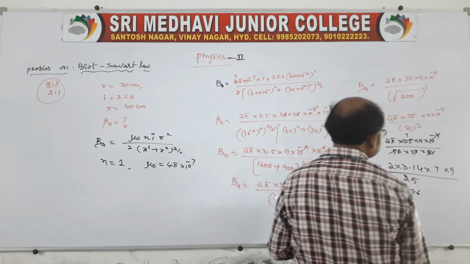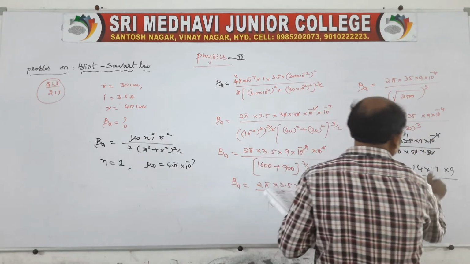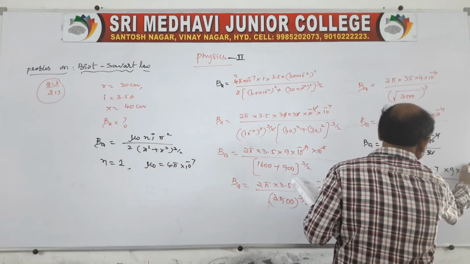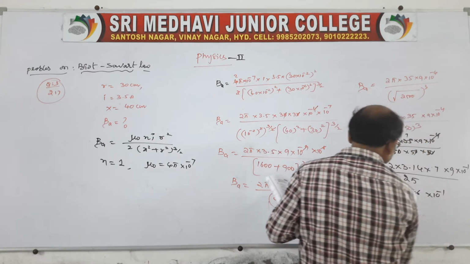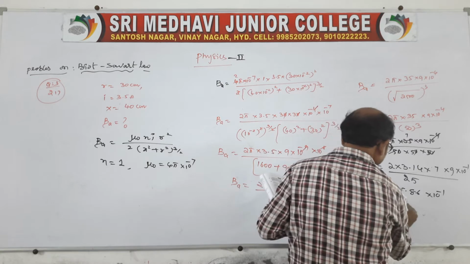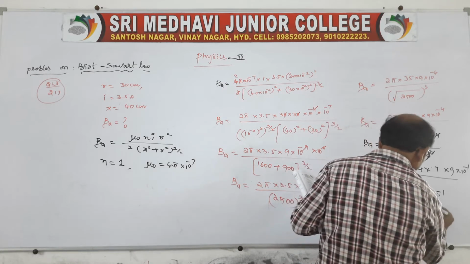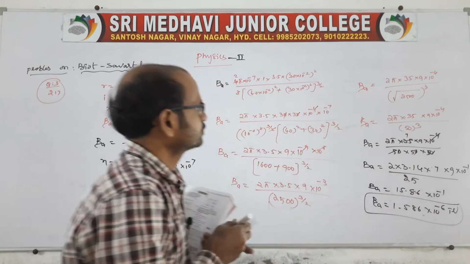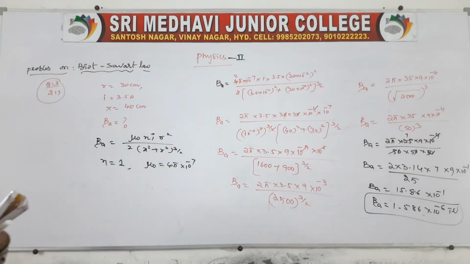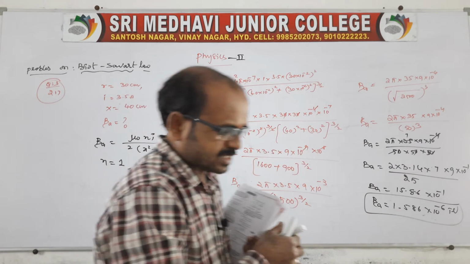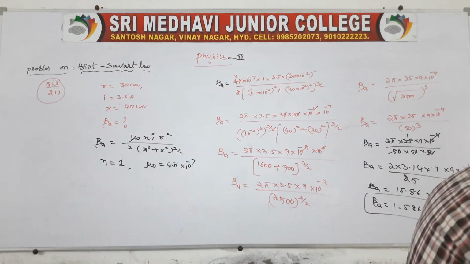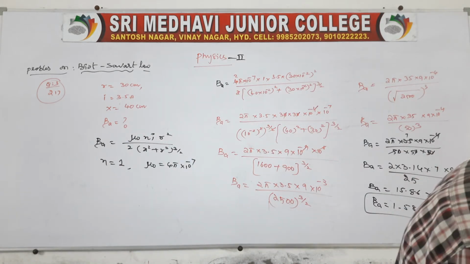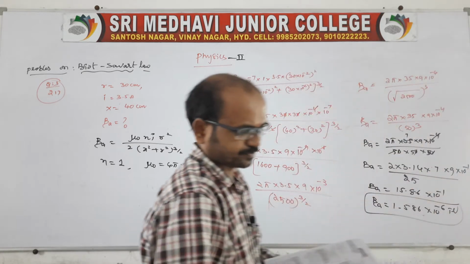BA is equal to 15.86, right? Here 10 power minus 1 is there, no? Yes, into 10 power minus 1. So if I take a final answer, 1.586 into 10 power minus 6 Tesla. This is the final answer. So you take the simplification this way, in an easy way. There is no other alternative.